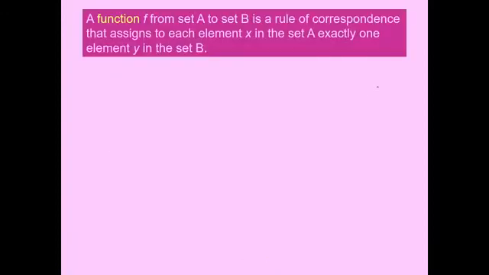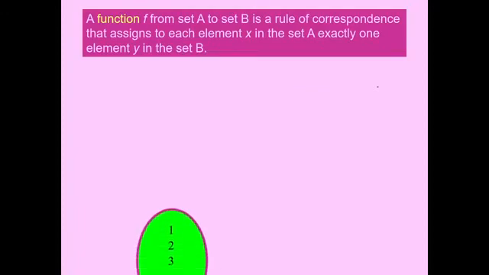Okay, let's have a function now. By the way, we have 3 kinds of relation. It's a one-to-one, many-to-one, and one-to-many. And you will learn all those 3 things as we go along with our slides. Now let's go to function. A function f from set A to set B is a rule of correspondence that assigns each element x in the set A exactly one element y in the set B.